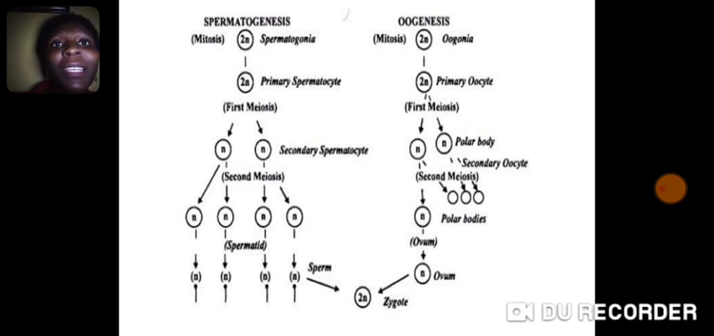Now that means that the female child will be born into the world with all her primary oocytes, all the primary oocytes she will ever need in her lifetime. But there will be a pause until puberty sets in. Now during puberty, the primary oocyte will undergo first meiosis to produce a polar body and a secondary oocyte. Now second meiosis will also occur at puberty to produce a secondary oocyte and 3 polar bodies.